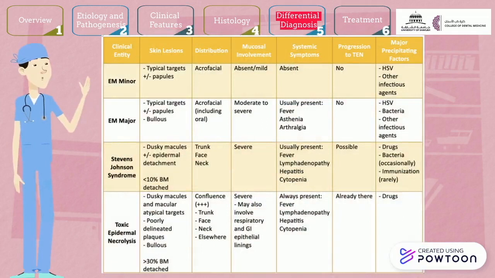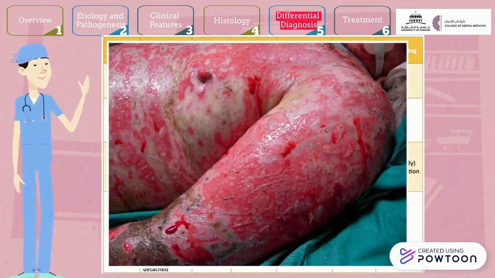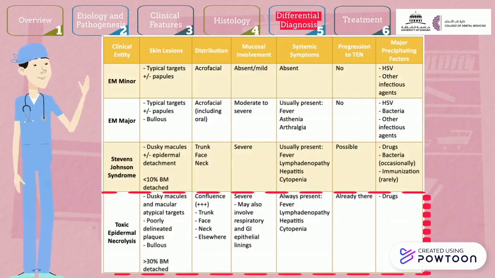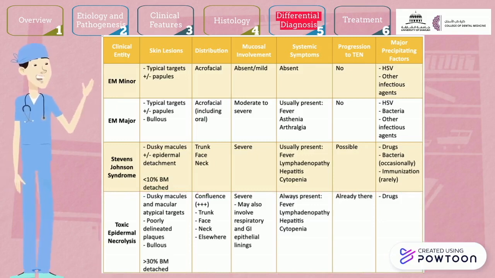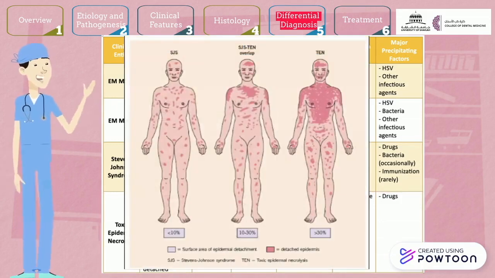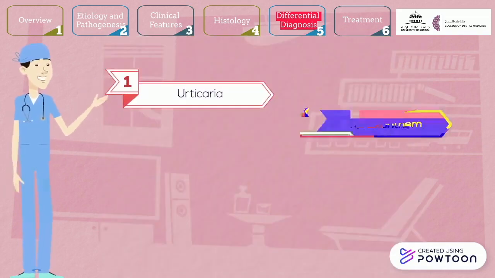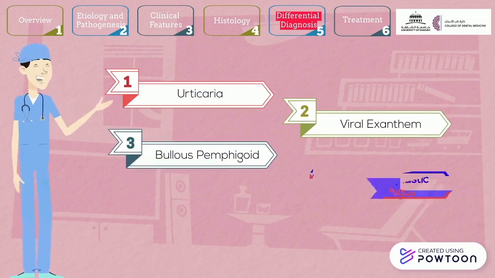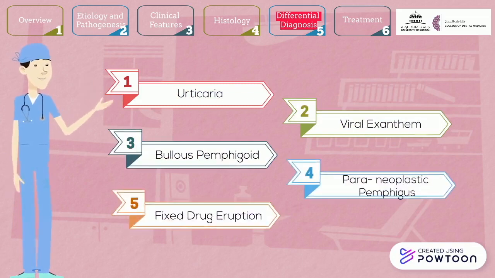Stevens-Johnson syndrome and toxic epidermal necrolysis used to previously be part of the erythema multiforme spectrum, however, they no longer are. SJS and TEN are distinct disorders. SJS and TEN are more severe in their invasion and systemic symptoms. They are mostly caused by drugs. There is a phase of overlap between the two conditions as SJS progresses to TEN. Other differential diagnoses are urticaria, viral exanthem, bullous pemphigoid, paraneoplastic pemphigus, and fixed drug eruption.